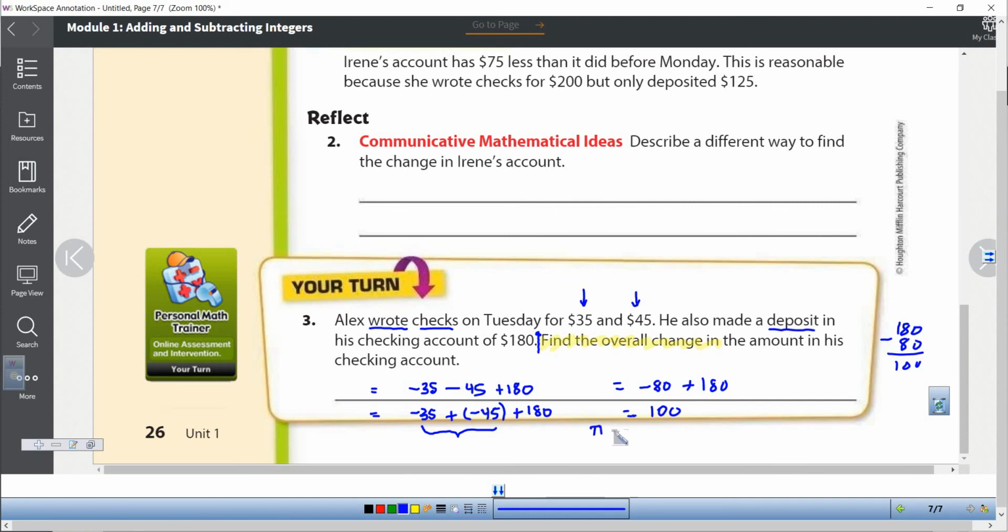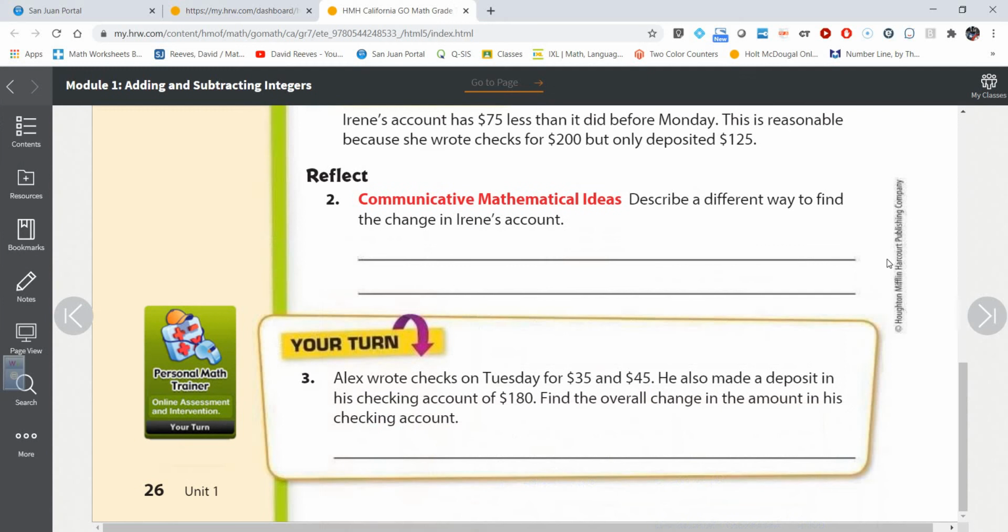So the amount of money in his account, again, because it was positive, what happened? It increased by $100. It increased by $100. Does that make sense? I hope that makes sense.